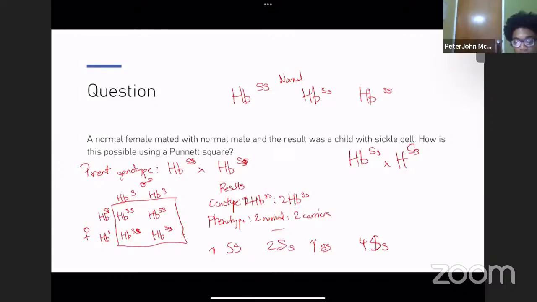No, because it said both of the parents were normal. So if one of the parents was HB2 common S's, then they would have sickle cell. So that can't be the case. Understood?